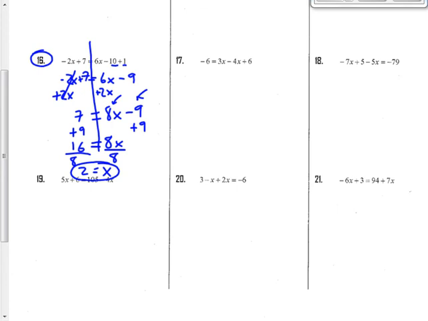Okay, it's a good one for practicing variables on both sides, variables on the same side. Same side, just add them or subtract them, do whatever it says. Opposite sides or on both sides, we want to move them, and we move them by adding or subtracting, doing the opposite operation.